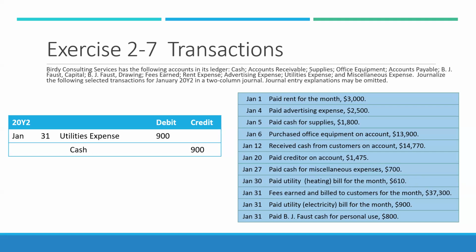What was the final one? Oh, and then paid Mr. Faust cash for personal use. So that should be something fishy, right? When you're looking at a transaction, it's like, okay, well, is this somebody's salary or is this the owner of the business? And then if you look in the description at the top, BJ Faust Drawings is an account of the business. So you can assume that Mr. Faust is the owner of the business. And when the owner withdraws cash for personal use, that's an owner drawing. And so then the drawing would be the debit and the credit would be the cash.